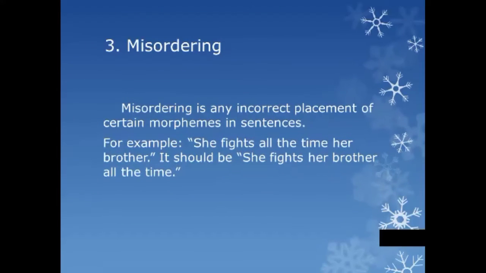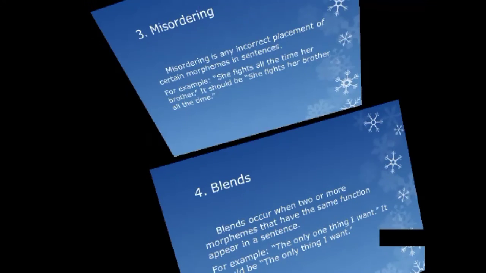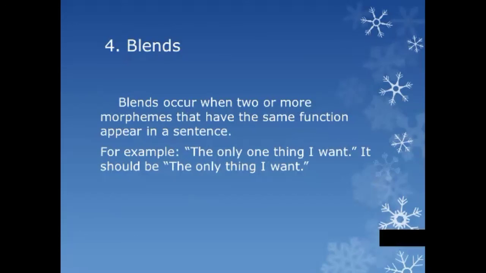And the third is misordering. Misordering is any incorrect placement of a certain morpheme in sentences. For example of misordering, "She fights all the time her brother." It should be "She fights her brother all the time." And the last is double marking. It occurs when two or more morphemes that have the same function appear in a sentence. For example, "The only one thing I want." It should be "The only thing I want."